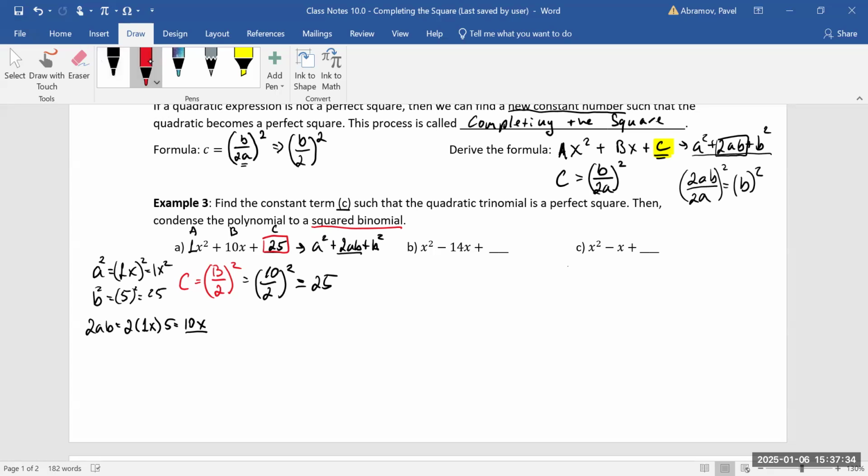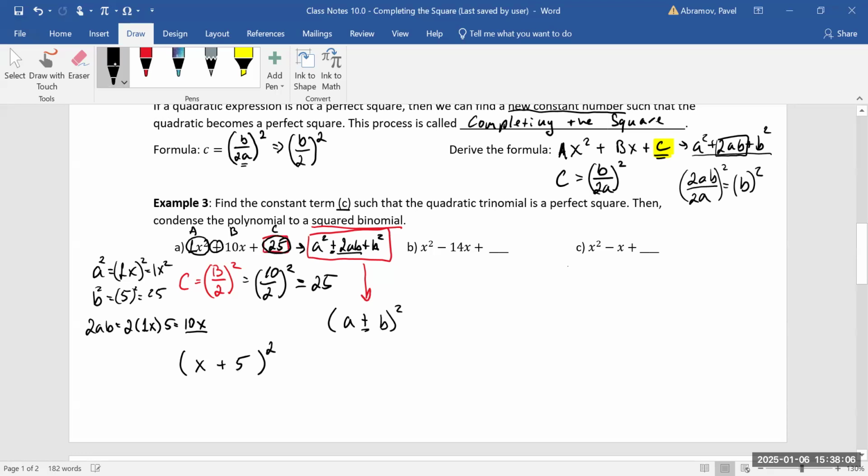Now, how do we condense it? So remember, this perfect square formula condenses into a plus or minus, depending on what you have right here, b, the whole thing squared. So our quadratic expression could be rewritten as, we basically take the square root of the first term, so it's going to be x, then whatever sign we have between those two terms, so plus, and the square root of the last term, which would be 5. And then we square the whole thing. So that is our condensed form.